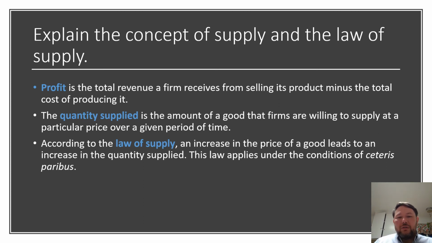And so profit, as we think about it, is the total revenue a firm receives from selling its product minus the total cost of producing it. We got to remember that profit is after we pay the cost. Sometimes students forget that profit is after paying costs, and so they confuse profit for total revenue. Total revenue is not profit. Some companies have a total revenue that's very high, but because their costs are very high, their profit is very low, right?